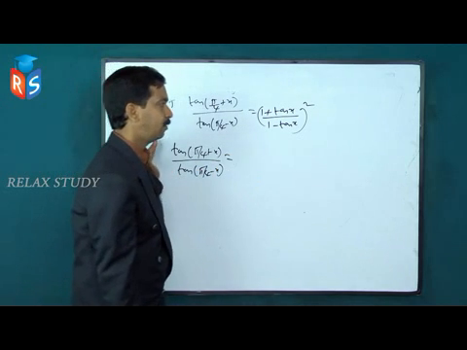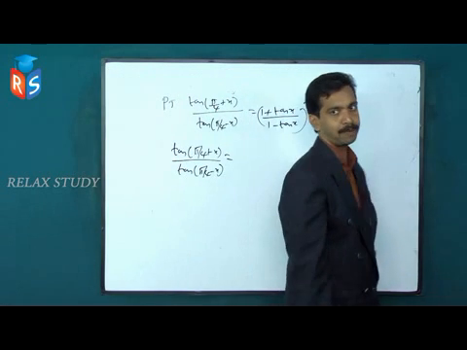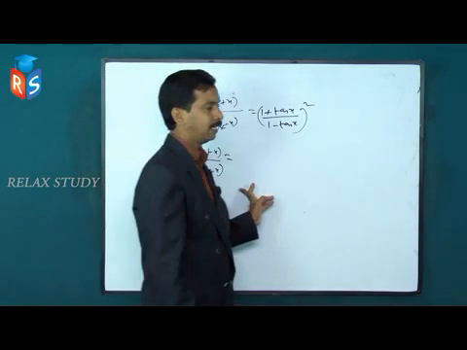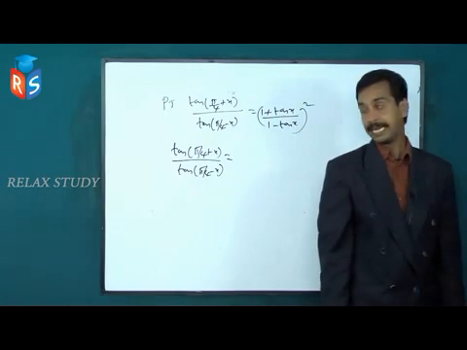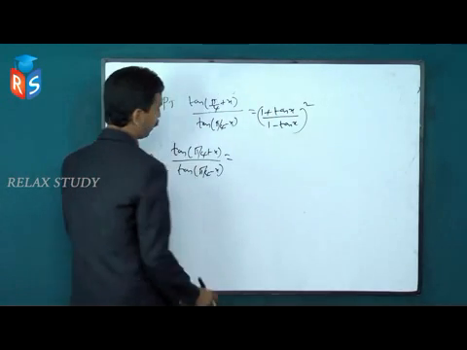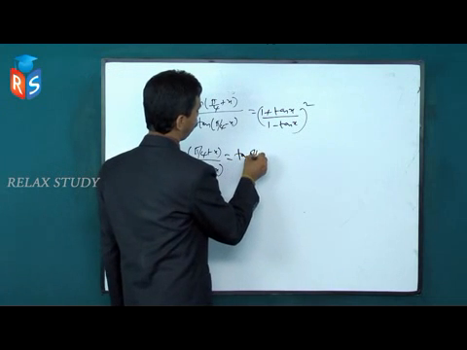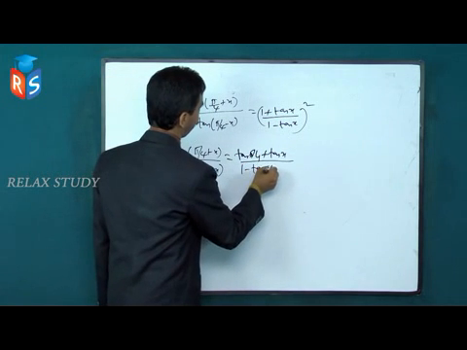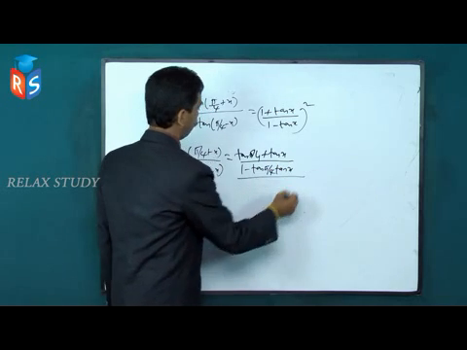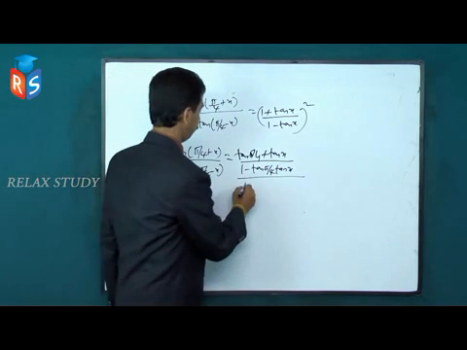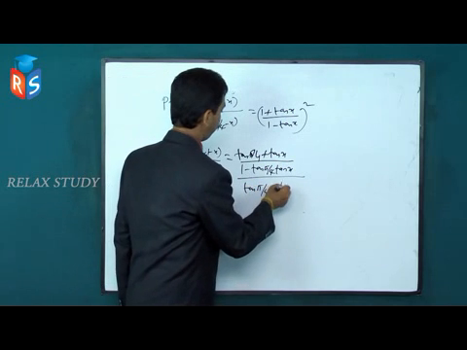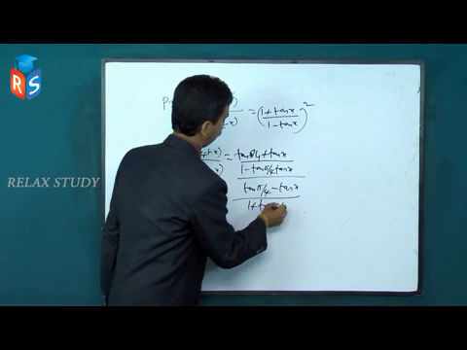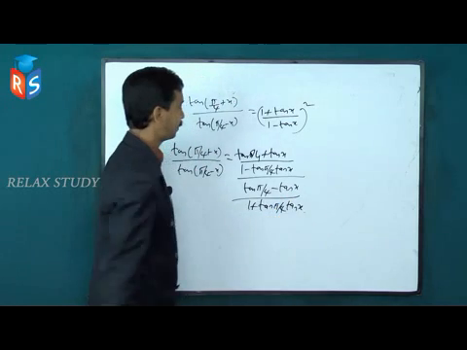of the form tan(a + b). We have studied that tan(a + b) equals (tan a + tan b)/(1 − tan a tan b), and tan(a − b) equals (tan a − tan b)/(1 + tan a tan b). So applying the results here, tan(π/4 + x) equals (tan π/4 + tan x)/(1 − tan π/4 tan x), all divided by (tan π/4 − tan x)/(1 + tan π/4 tan x).